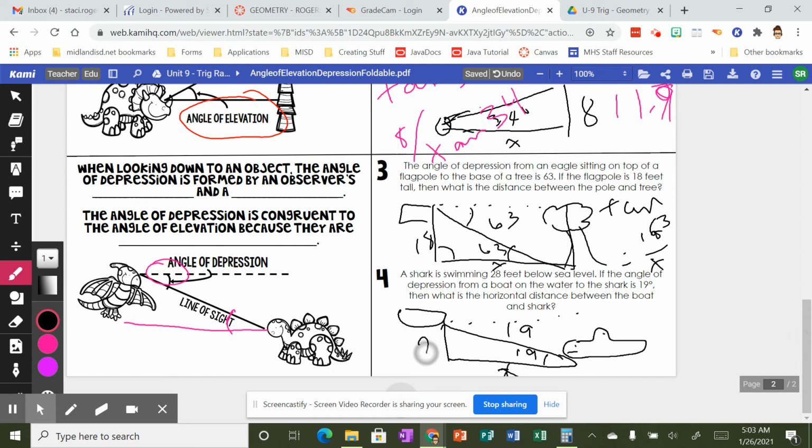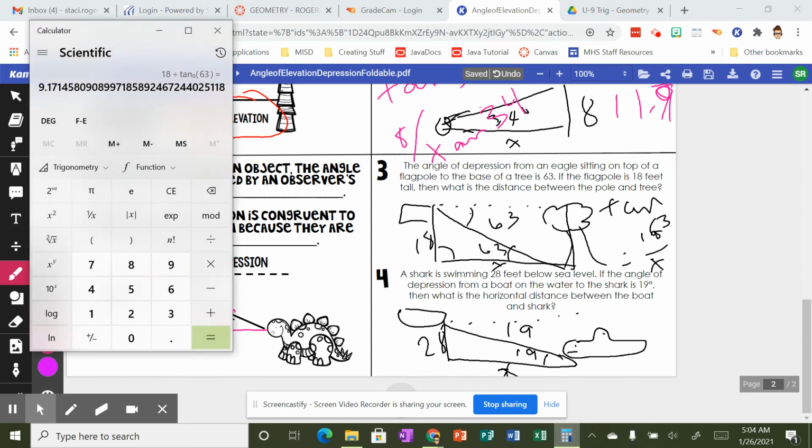We know it's 28 feet below sea level. Once again, we'll use tangent of 19 equals 28 over x. So, clear. 28 divided by tangent of 19 equals 81.3. So he's 81.3 feet away from the shark.